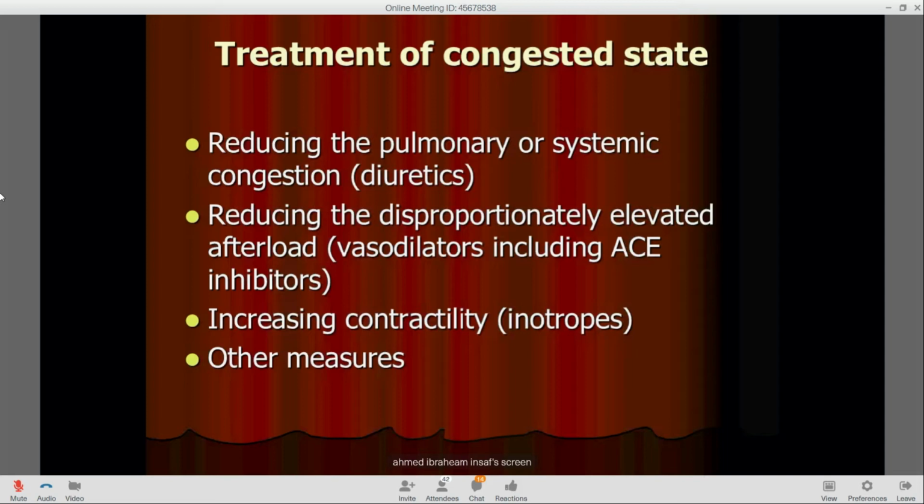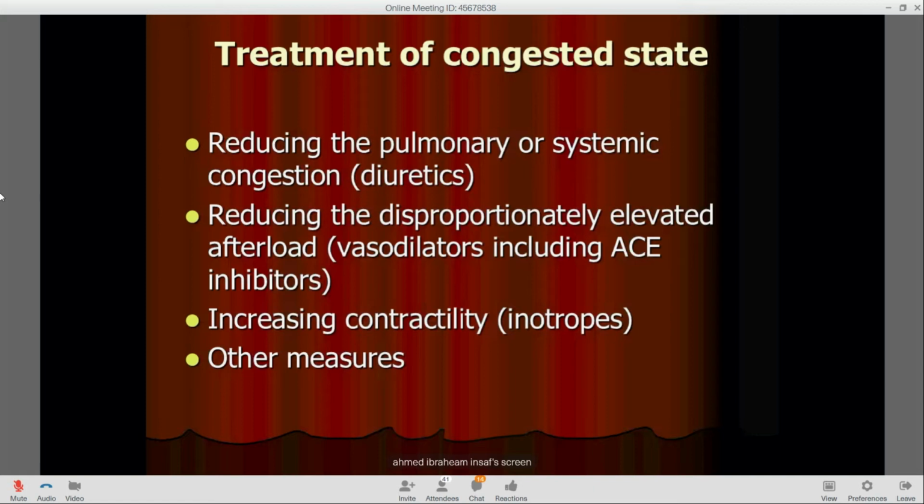In pediatrics we use this. Or we reduce the elevated afterload; we use a vasodilator including ACE inhibitor. So the main treatment in general for congested heart and congested lung is a diuretic and reducing elevated afterload by ACE inhibitor.